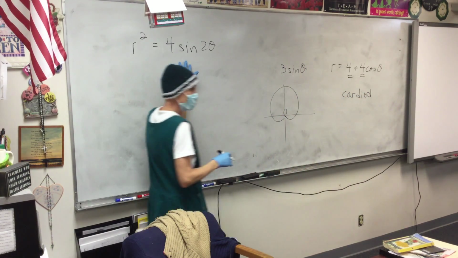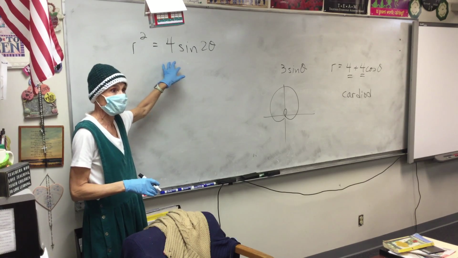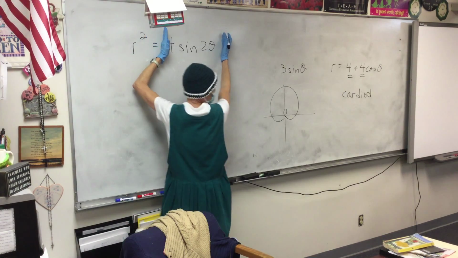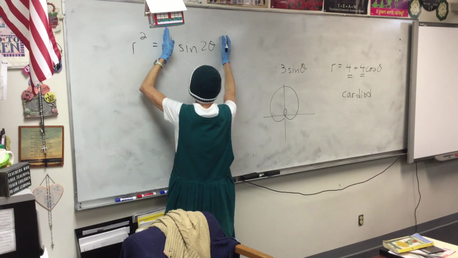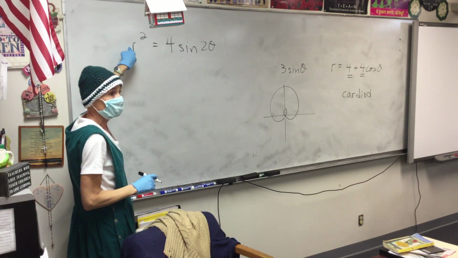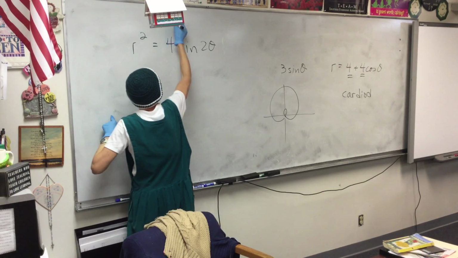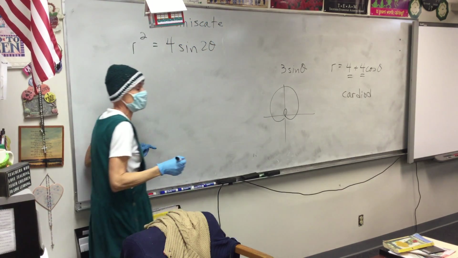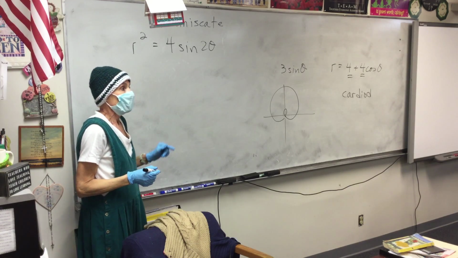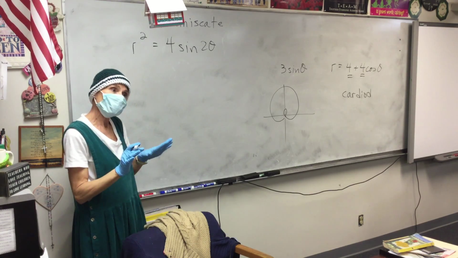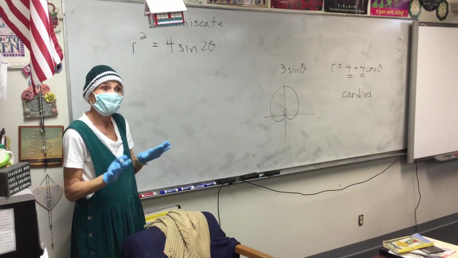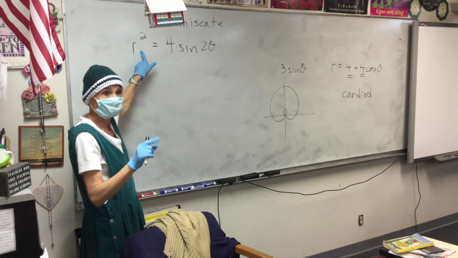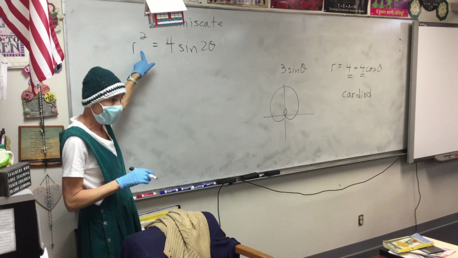Now, what's the difference here? How are you going to recognize this equation as being different? This part looks like a rose, but you've got an r squared in there. This is called a lemniscate. This is a lemniscate equation. And when you go to put it into your calculator, you can't put it in because the calculator doesn't say r squared. The calculator says r.